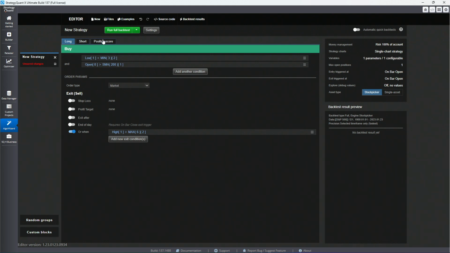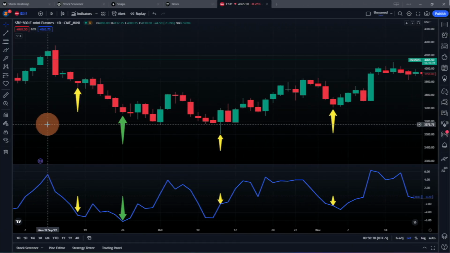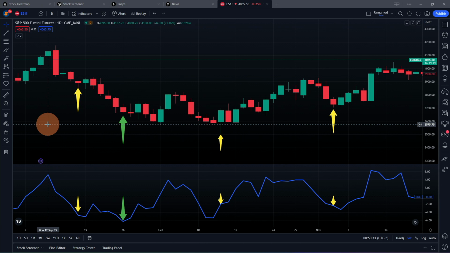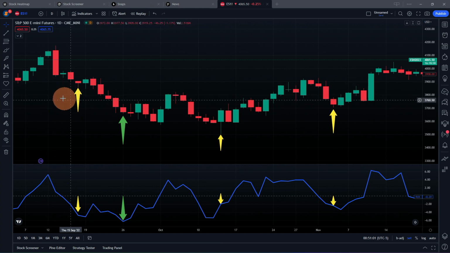So first we need to rank the position. I'll try to explain the ranking with this chart. We are buying when today's low is lower than the previous 3 bars. It's a daily bar, so we're looking at today lower than the previous 3 days. We will exit when the high is higher than the previous 6 highs.